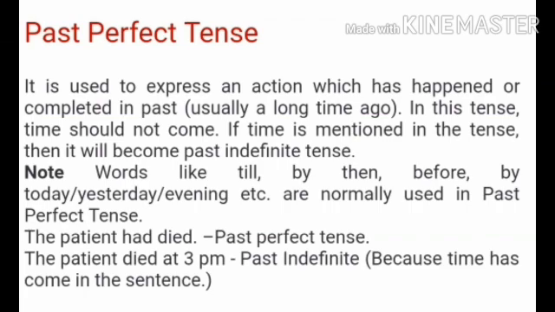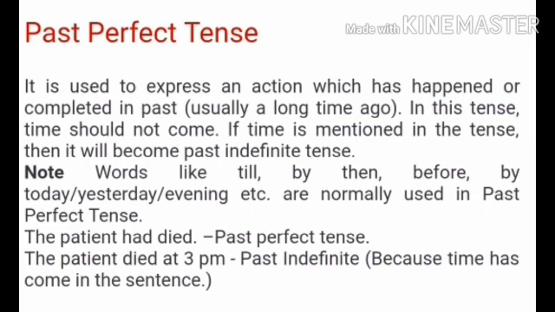Note that words like till, by, then, before, today, yesterday, evening are normally used in past perfect tense. As you can say, the patient had died, it is past perfect tense. If you say the patient died at 3 p.m., that is past indefinite because time has come in the sentence. We can also use this tense in combination with past indefinite tense, which we have already discussed.